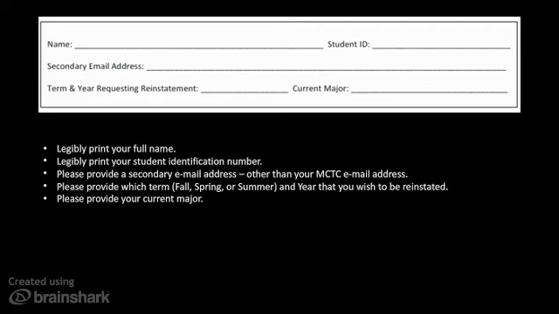The first part of the appeal is information about yourself. Please legibly print your full name. This will include your first name, your middle name or middle initial, and last name. Legibly print your student identification number. Please also provide a secondary email address. This email address is other than your MCTC email address.